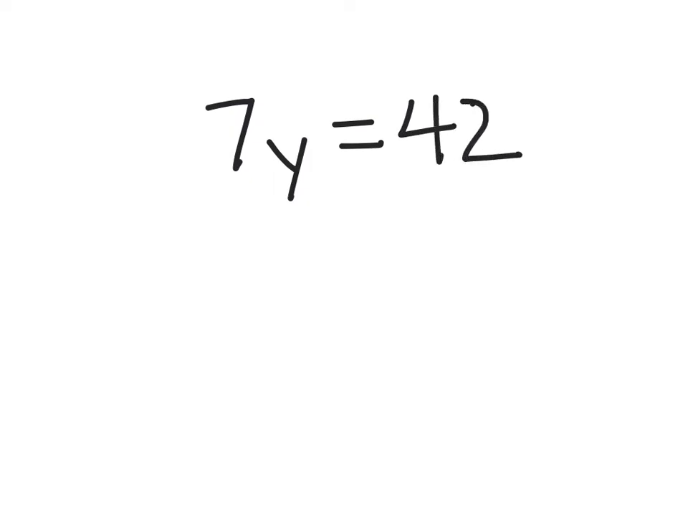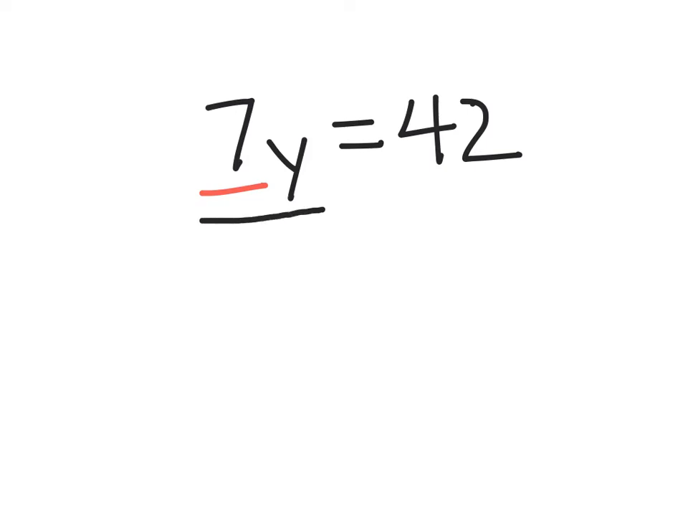Our next case is when we have what is called a coefficient. A coefficient exists whenever there is a number in front of a variable indicating that they're multiplied together. For example, 7y indicates that 7 is multiplied by y. If we have the equation 7y is equal to 42, we are going to have to eliminate this coefficient from the left side of the equation in order to solve for y. We do this by dividing both sides by 7.